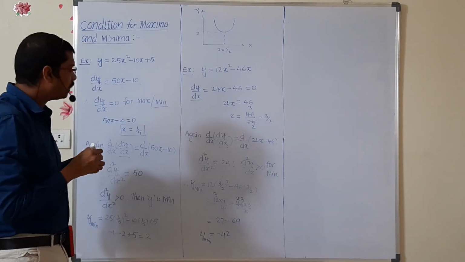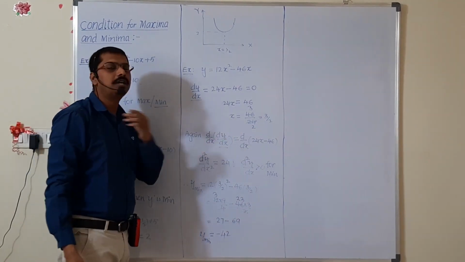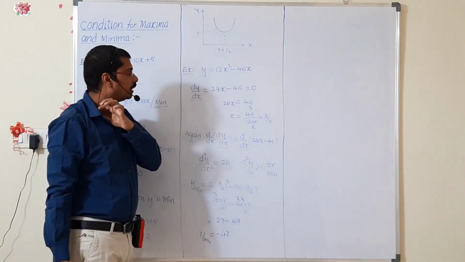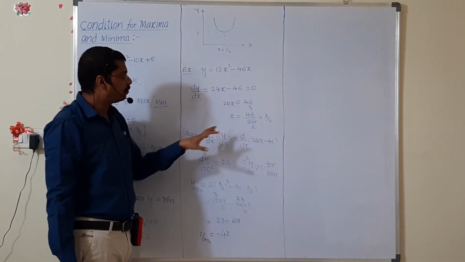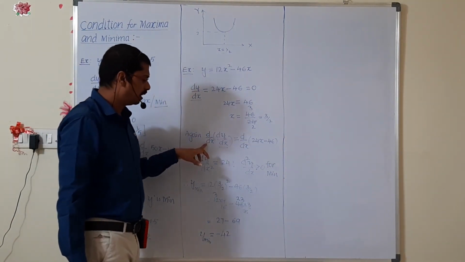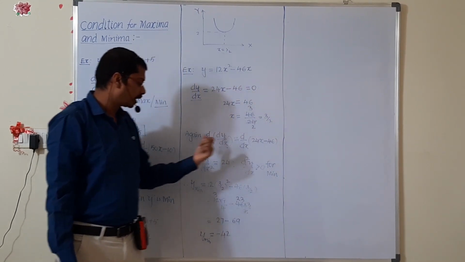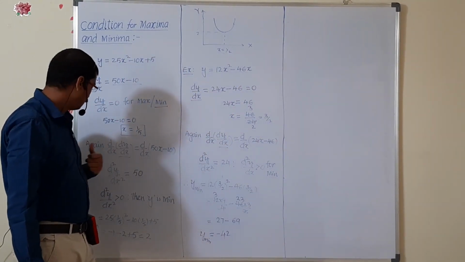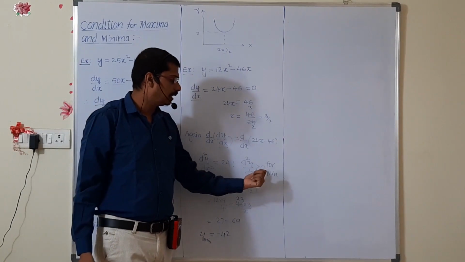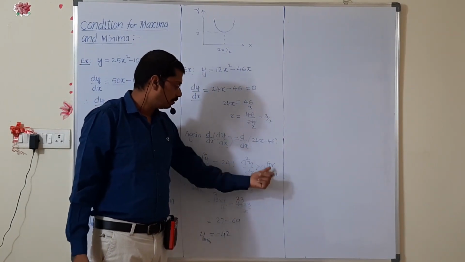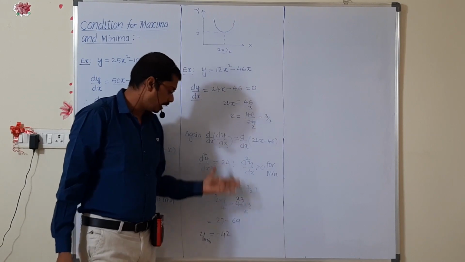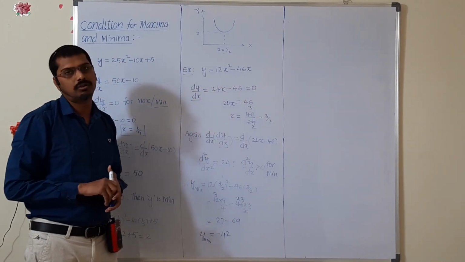Like that we can solve. Whenever a value is given, first we need to find the condition dy upon dx. Then after that, again we have to do the differentiation. If the differentiation value is less than 0, we take it as a maximum. If the differentiation value is greater than 0, then that value is a minimum. According to that we have to solve.